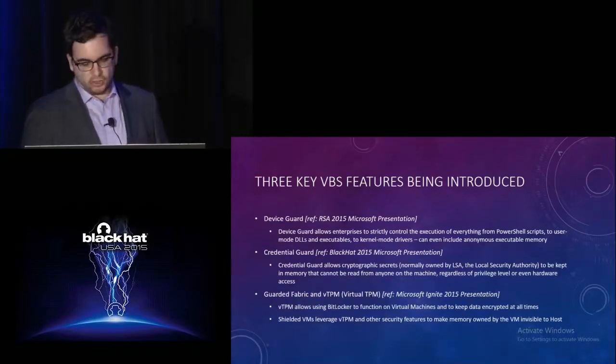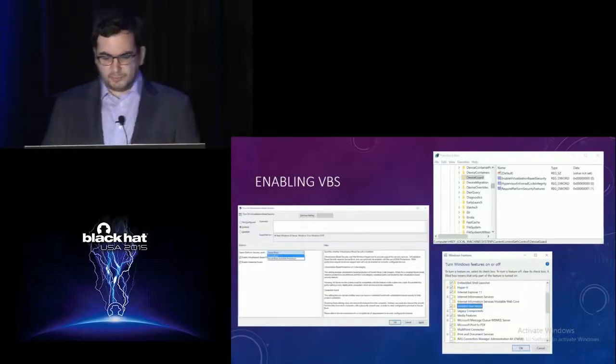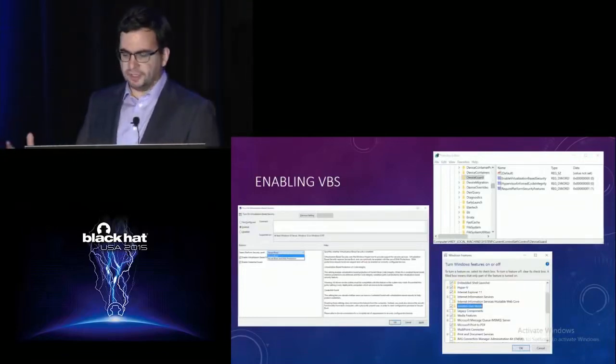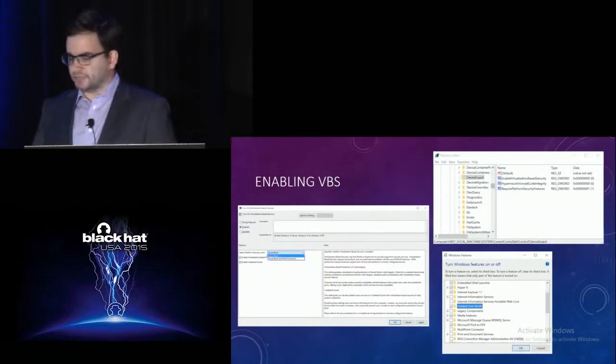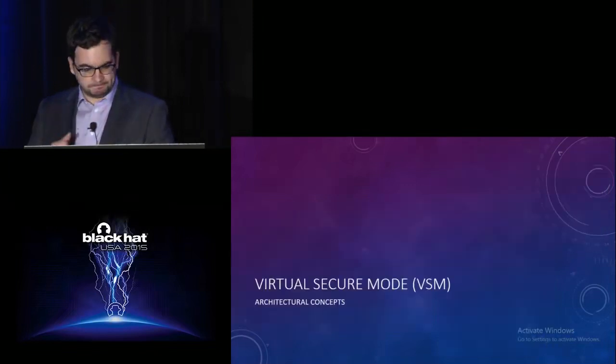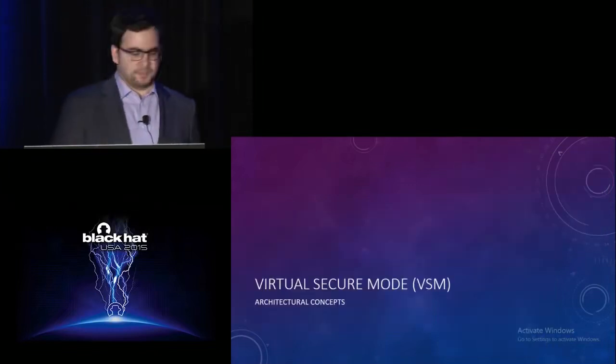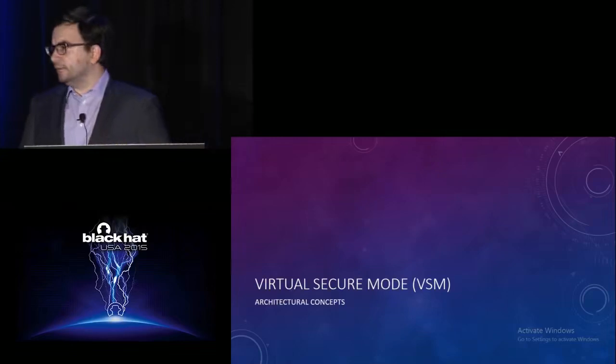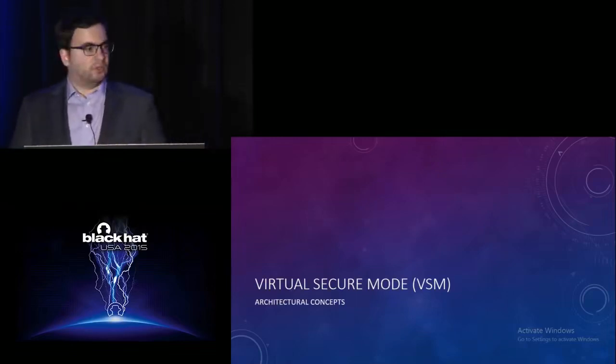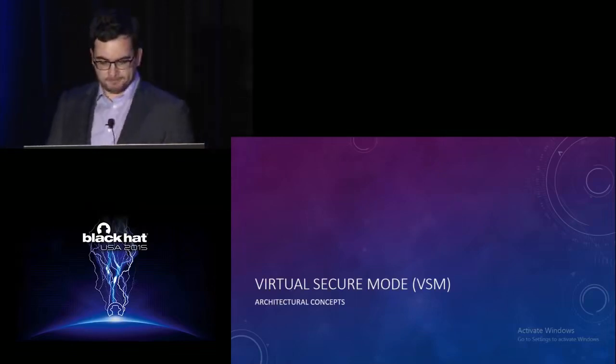And you can turn all of these on today in Windows 10 through the registry. There's a few registry keys to do that. There's Windows features that you can enable to turn this on, and there's group policy as well. So there are different ways to enable this functionality. But we're here to talk about VSM specifically, Virtual Secure Mode, which is what provides all of this functionality.